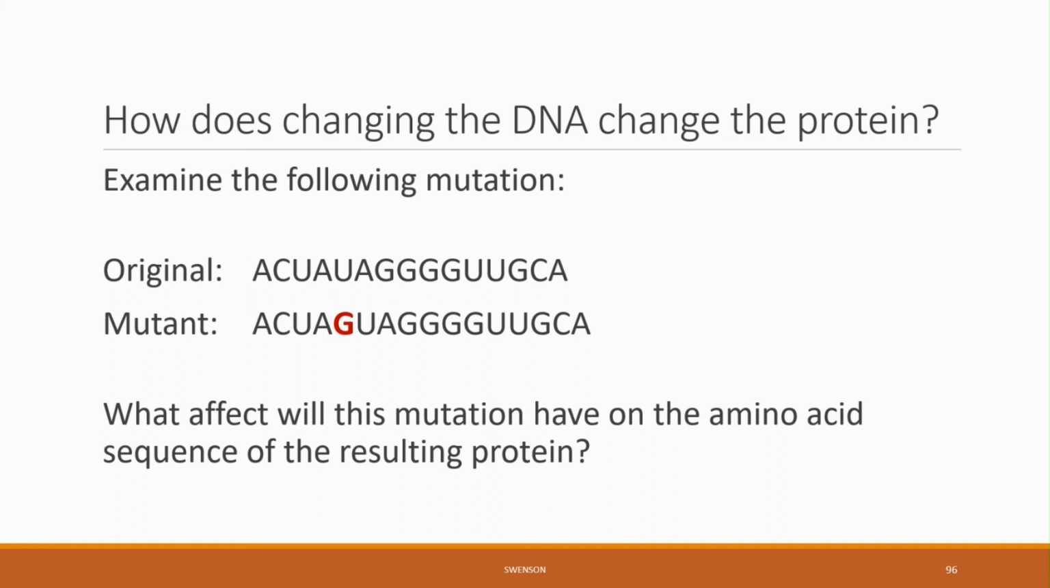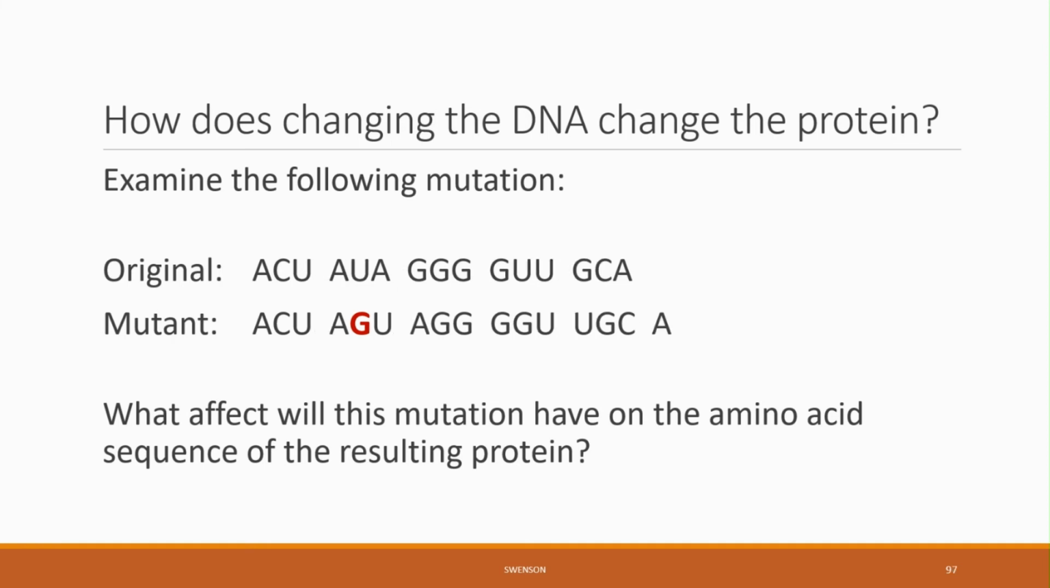Sometimes a mutation occurs where an extra nucleotide is added by mistake. What effect will this mutation have on the amino acid sequence of the resulting protein? So we'll break it up into the codons, and here we can see something interesting. This will shift all of the amino acids down by one. Well, all of the nucleotides down by one. So all of the codons will be shifted.